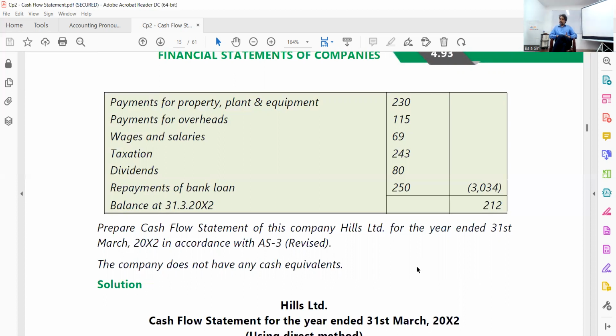Next. Dividends 80. Dividend paid, what is it? Financing. So they have given dividend paid, sir. Why should they give? It's coming on the payment side. Dividend paid.